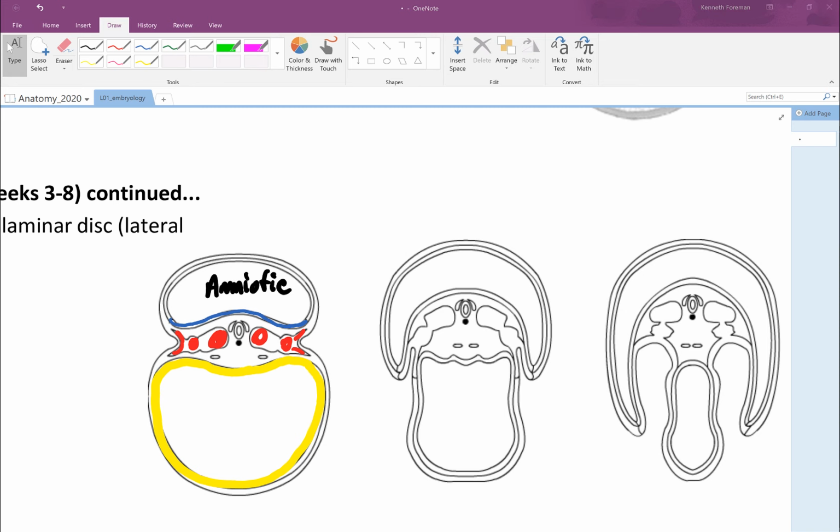As this lateral wall begins to fold, you can see that the ectoderm starts to migrate more ventrally, and with that it's dragging the paraxial mesoderm and the lateral plate mesoderm and the intermediate mesoderm. So really, truly, it's dragging that lateral plate mesoderm out quite a bit. And then we have our endoderm.